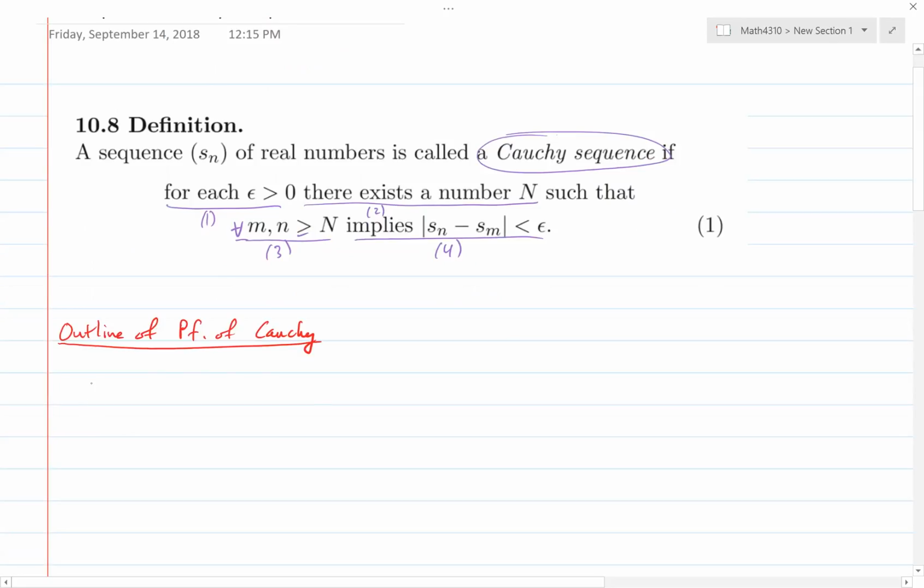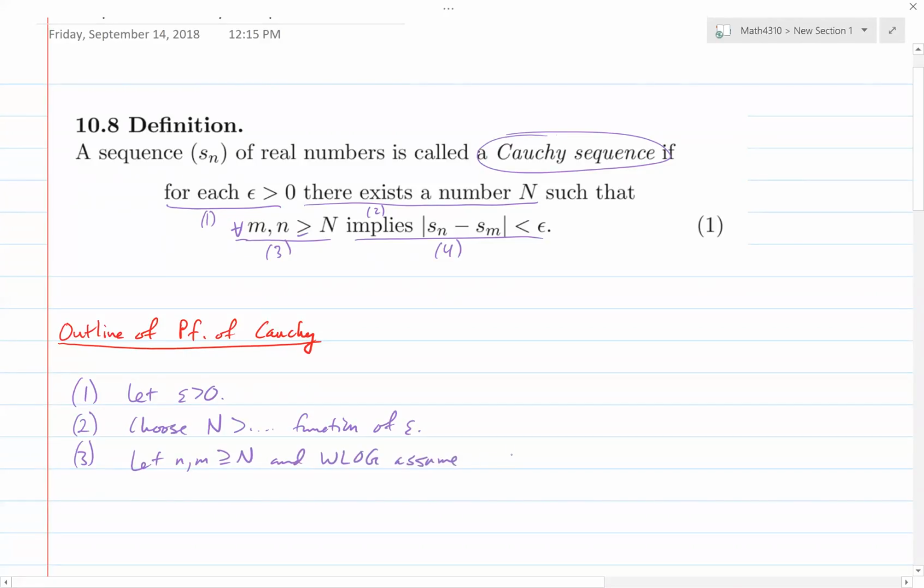We see basically there's going to be 4 steps. There's no optional steps here. The first step, you're going to write something like, let epsilon be greater than 0. Step 2, you're going to say, choose N, and it's probably going to be greater than some sort of function of epsilon, just like in convergence. And then step 3, you're going to say let n and m be greater than or equal to N, and typically say something like, and without loss of generality, assume m is greater than n.